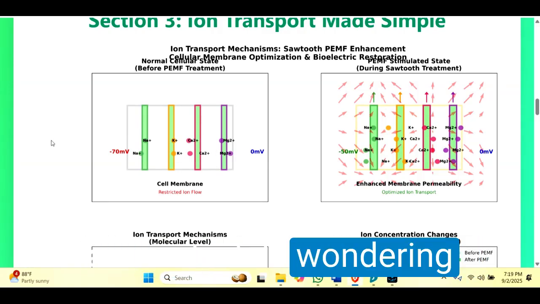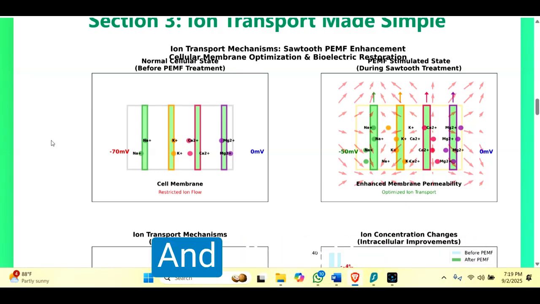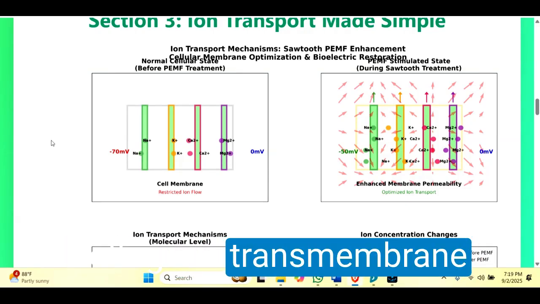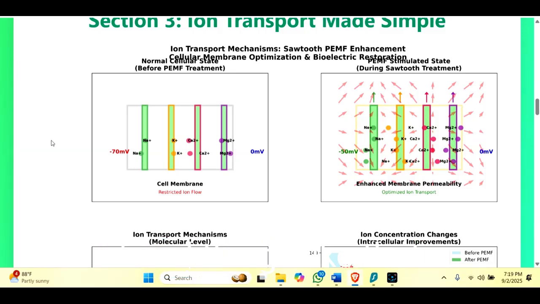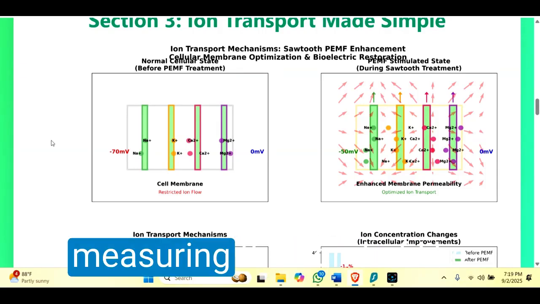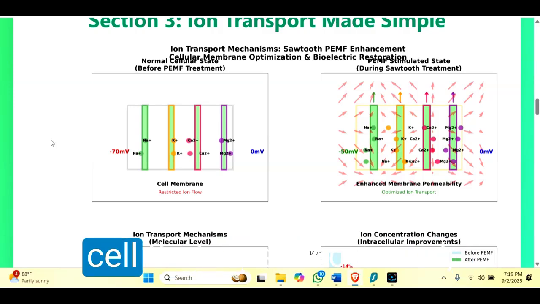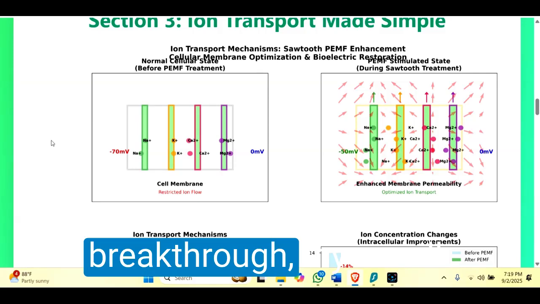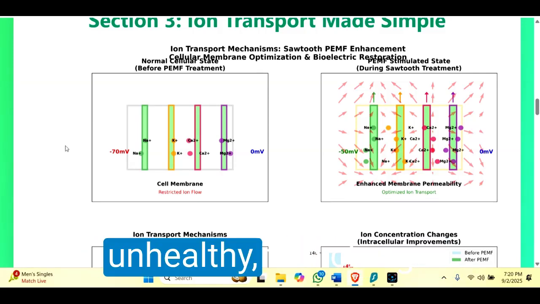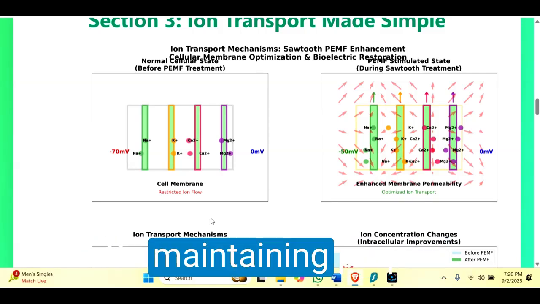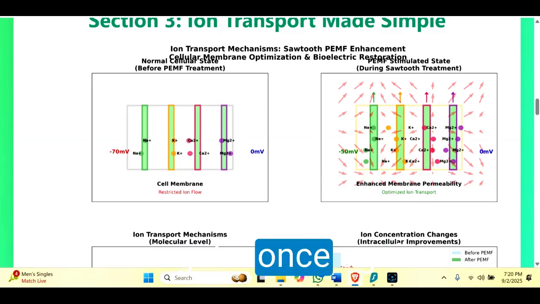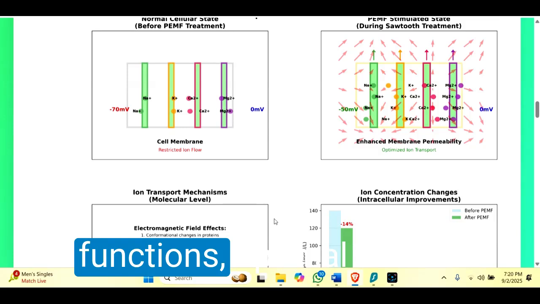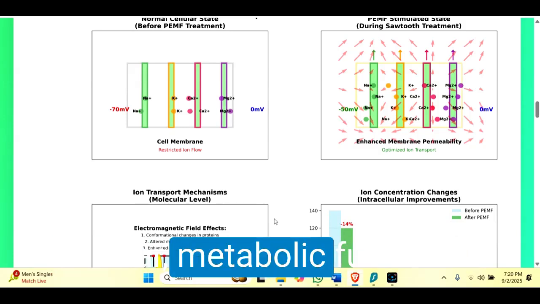By the way, some people are wondering, how do you know it's -70 millivolts, and all this charge and stuff? Well, you can just Google that real quick. Just look up cell voltage or transmembrane potential history, who discovered it and things like that. The ability to measure that kind of battery, if you will, of the cell was discovered a very long time ago, so that's an old breakthrough. When cells become unhealthy, this charge basically drops. Maintaining proper membrane potential isn't just about feeling energetic. Once again, it's about preventing disease and reinforcing optimal normal cellular metabolic functions.